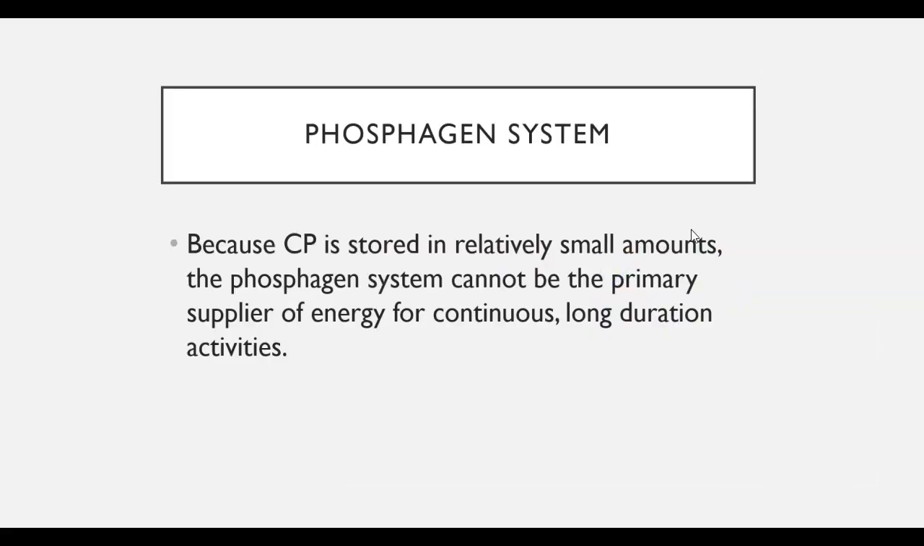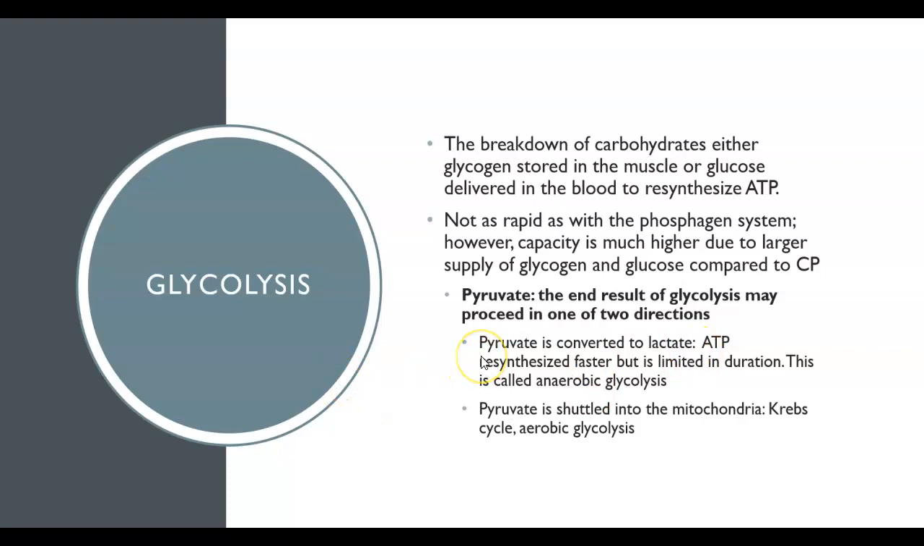And because creatine phosphate is stored in relatively small amounts, the phosphagen system cannot be the primary supplier of energy for continuous long duration activities. So you have a limited store of creatine phosphate in your muscles. None of it is ever going to be completely depleted, but it is going to be depleted with exercise, meaning you can't actually use it for long duration activities. So you're going to have to start relying on another energy source, which leads us into glycolysis.